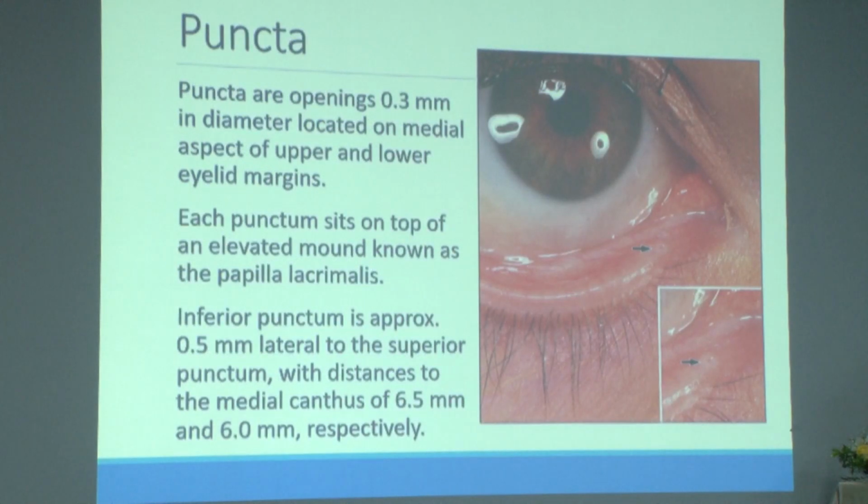Coming to the puncta, they are basically openings of 0.3 millimeter in diameter, located in the medial aspect of the upper and lower eyelid margins. Each punctum sits on top of an elevated mound known as the papilla lacrimalis. The inferior punctum is slightly more temporal compared to the superior punctum.